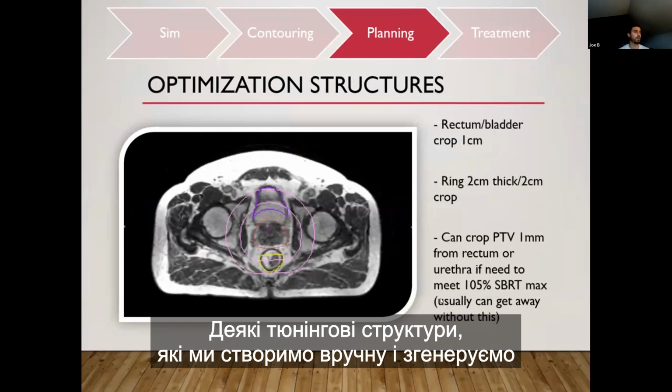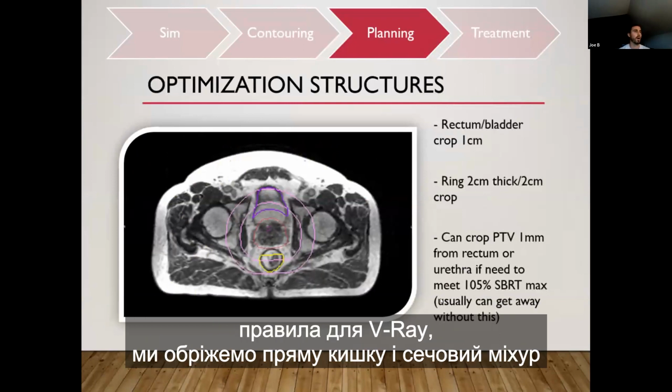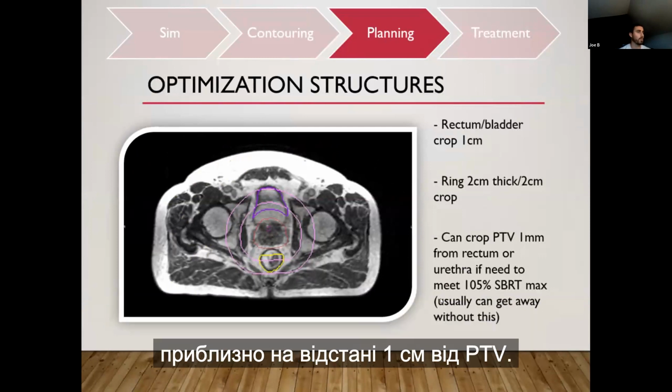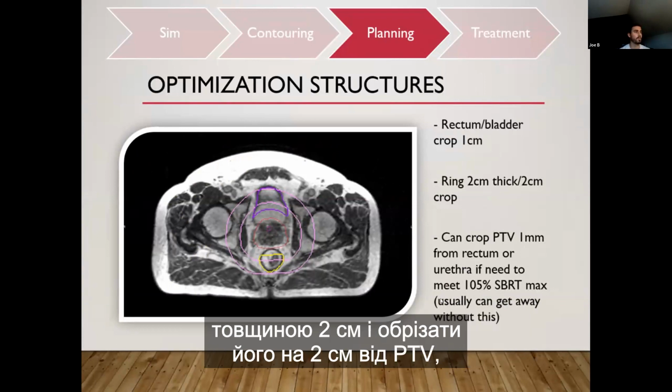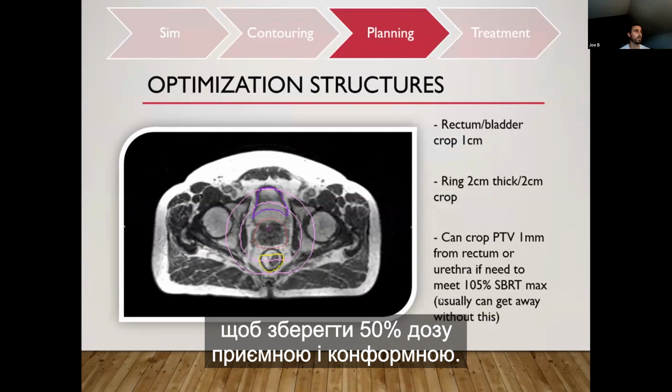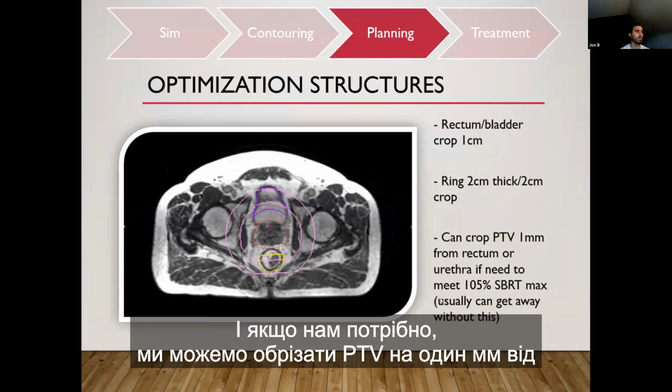Some tuning structures that we'll manually create and generate rules for in ViewRay. We will crop the rectum and bladder about a cm from the PTV. We can use a ring, which is highlighted in pink here, which is 2 cm thick and 2 cm cropped from the PTV as well, to keep that 50% dose nice and conformal.